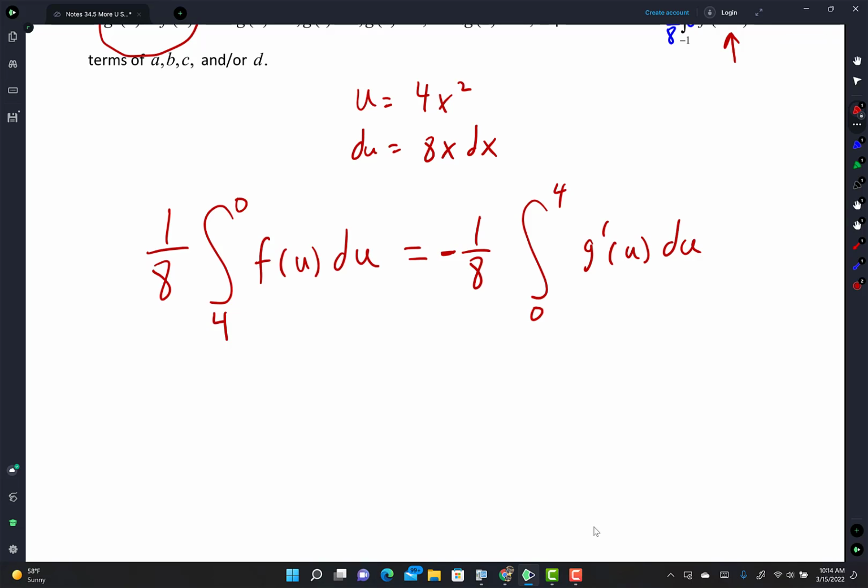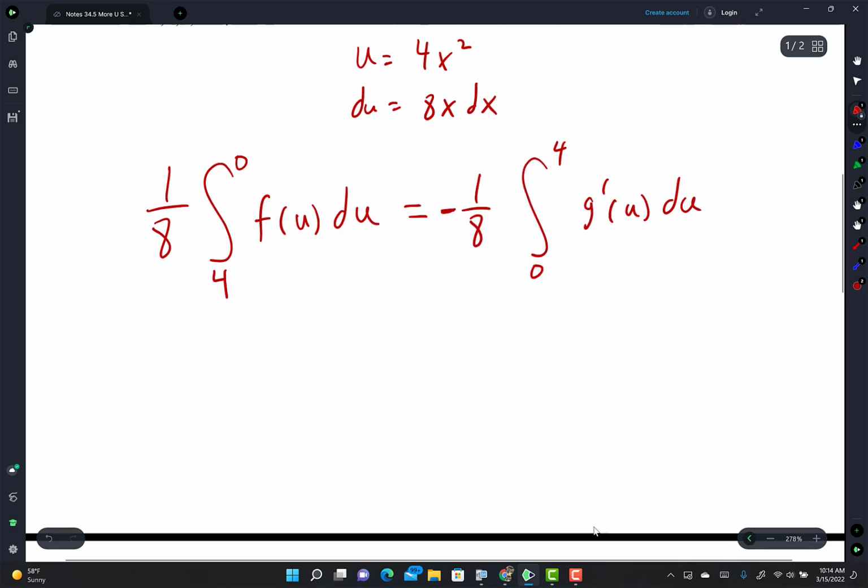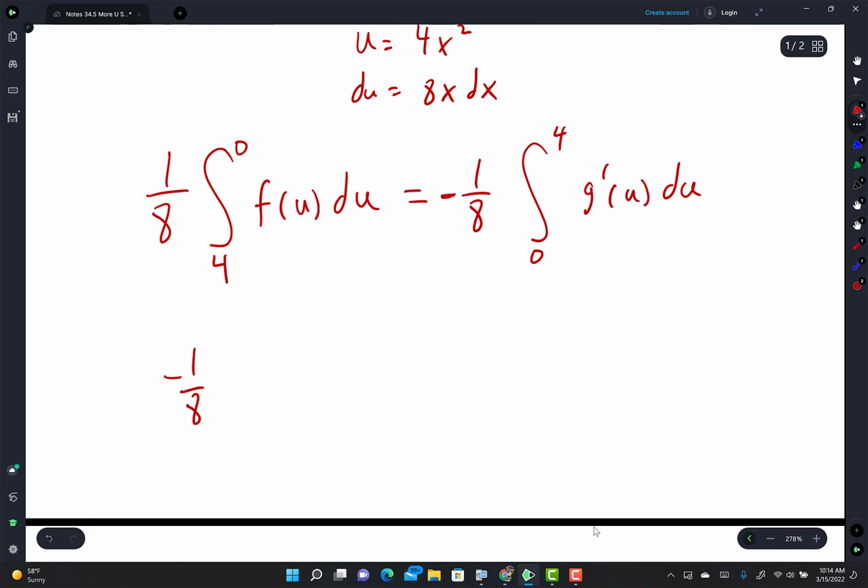What is the antiderivative of g prime? Did you say g? Perfect. The antiderivative of g prime is g. Does everyone agree? So I'm going to write -1/8, with a little bracket, 0 to 4. Don't put a plus c because I have constants. It's in terms of u. It's okay if you were to put x, I think they would overlook it, but that's fine.